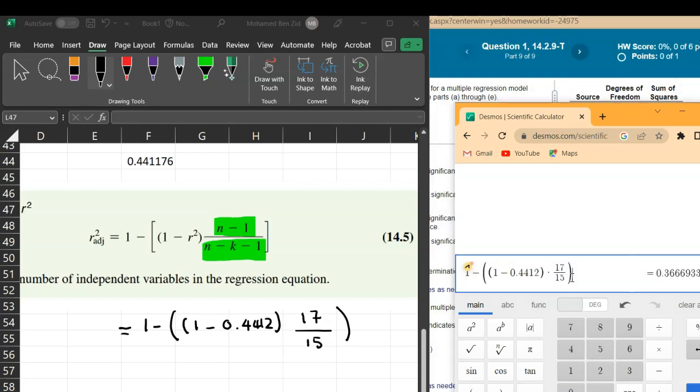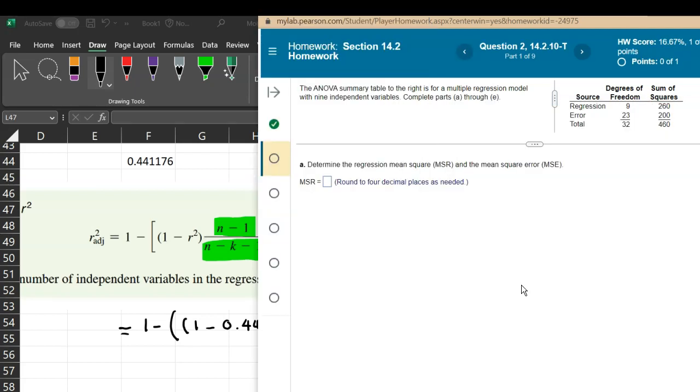And this should give you a smaller value. All right, so the r squared adjusted is smaller than the r squared. So this is going to be 0.3667. Okay, so done.